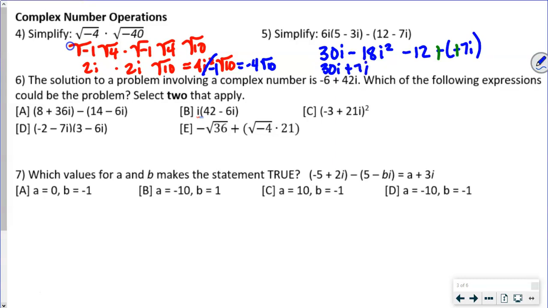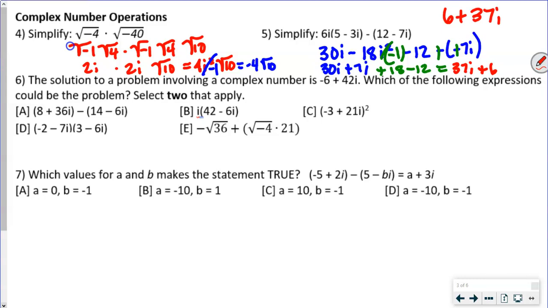Plus 7i. And this right here, doesn't it become a negative 1, which makes that whole term positive? So then we're going to say plus 18 minus 12. So now we're just combining terms. So this is going to be 37i, right? And that's going to be, what is that, 6. So if we were to write it in standard form, guys, then it would be 6 plus 37i.